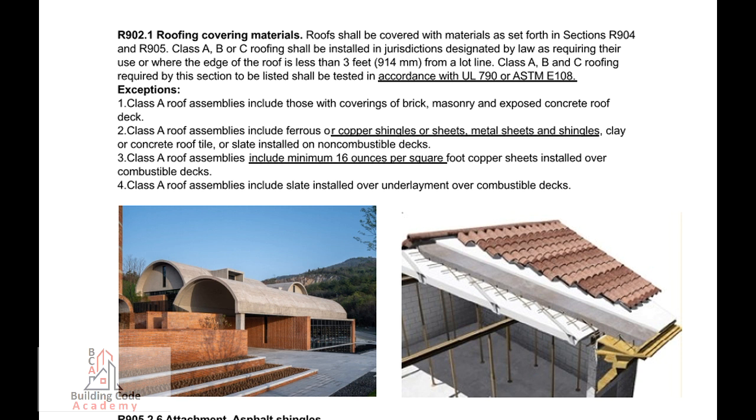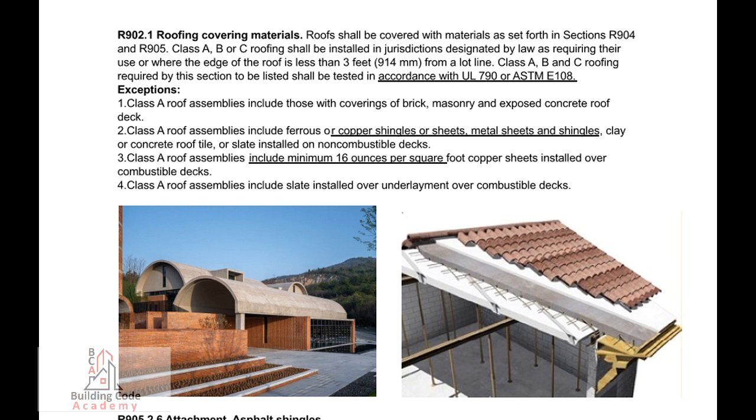Class A, B, or C roofing shall be installed in jurisdictions designated by law as requiring their use, or where the edge of the roof is less than 3 feet, 914 millimeters, from a lot line. Class A, B, and C roofing required by this section to be listed shall be tested in accordance with UL 790 or ASTM E108.